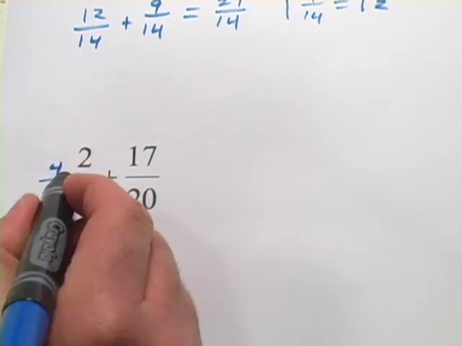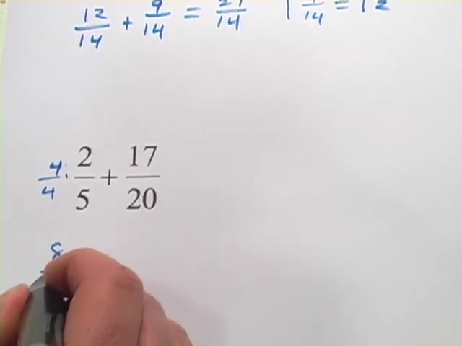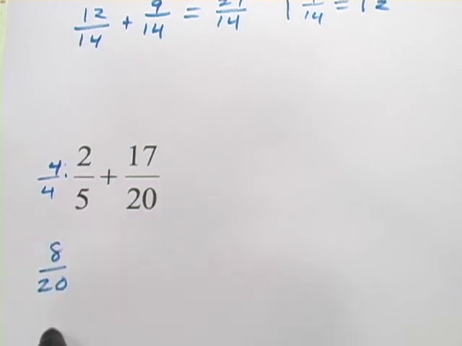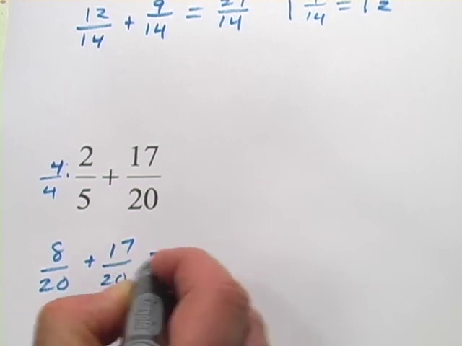You can multiply anything by 1. It doesn't really change what it is. So we're allowed to do that. 4 times 2 is 8. 4 times 5 is 20. So 2/5 is the same as 8/20. And now we can add that to the 17/20.